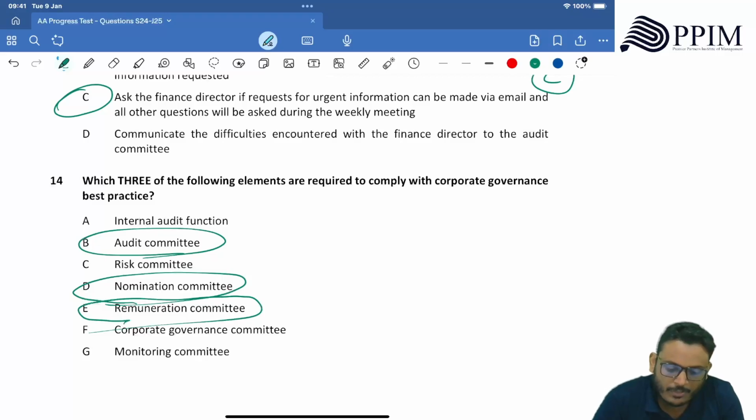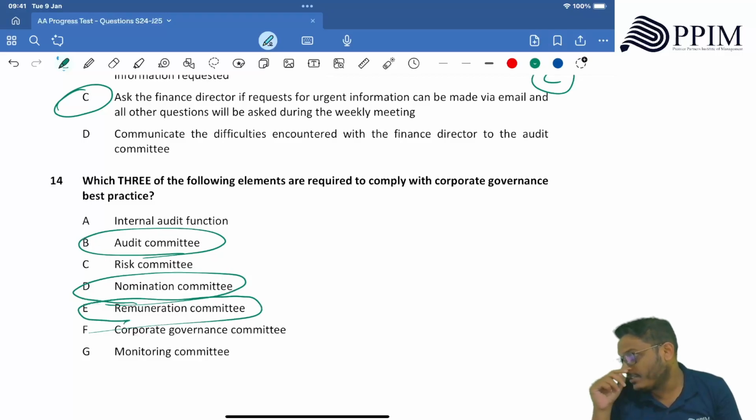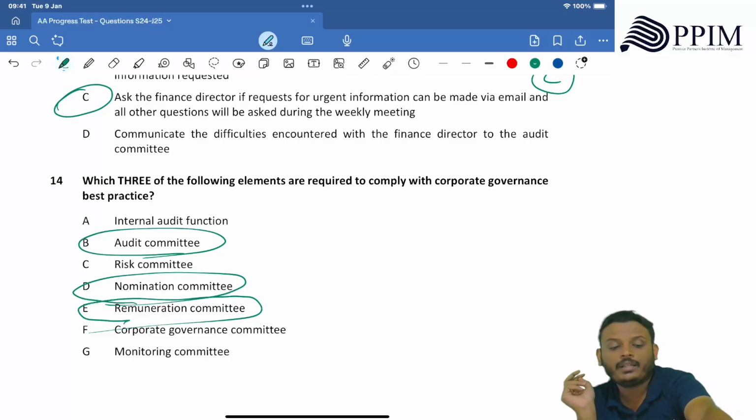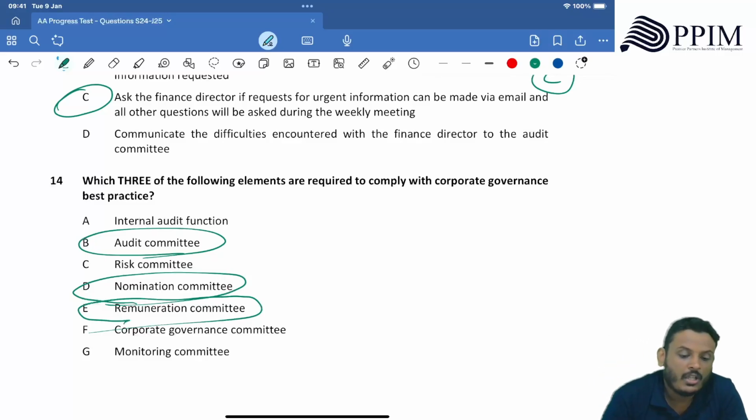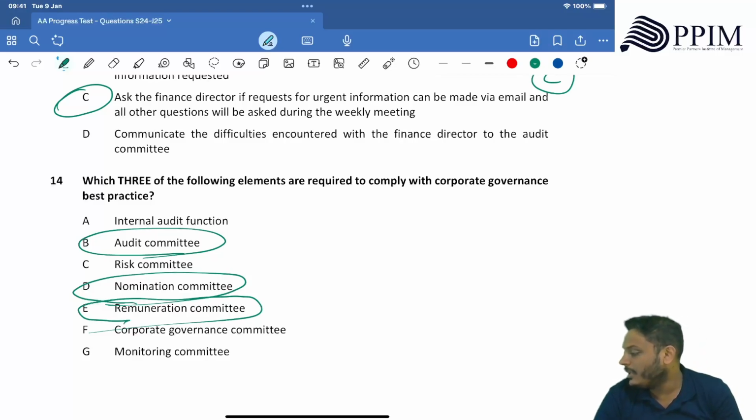Correct answer, audit committee, nomination committee and remuneration committee. The following three elements are required to comply with corporate governance best practice. See here, the risk committee also you can put, but in order to identify the primary function, yes, audit committee, nomination committee, and remuneration committee. Those are the primary committees, right? That's why we didn't include that. Is that clear, Abdullah?